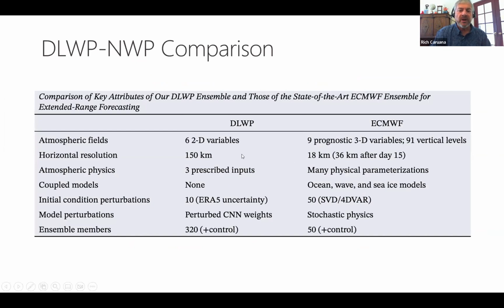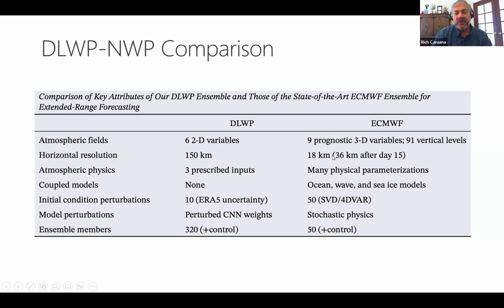This is ECMWF on the left. We're only using 6 fields from the atmosphere, and we're only looking at a 2D version of these, whereas ECMWF is looking at 9 fields, and it's got 30 3D versions of these. It's got 91 vertical levels that we don't have access to. So they have much more detailed information.